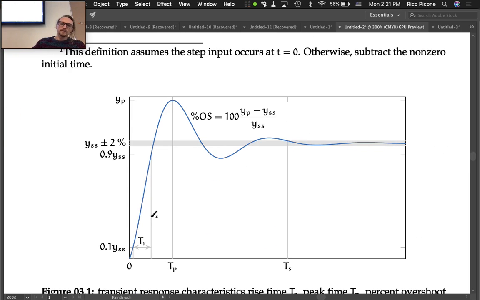So from 10% to 90% is this time interval, TR, and that is characterizing how long it takes for the system to respond to this input, right? So it's a pretty good measure of how quick the control system responds.